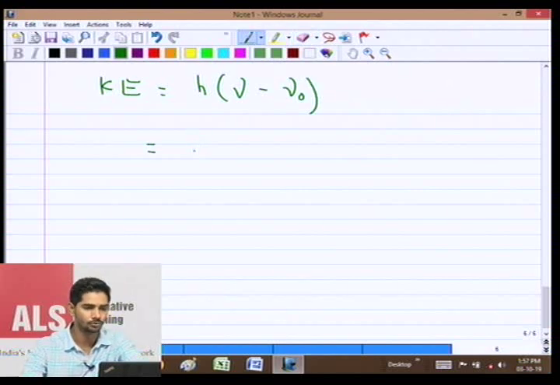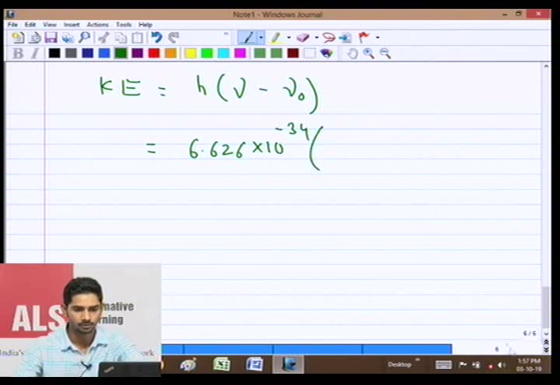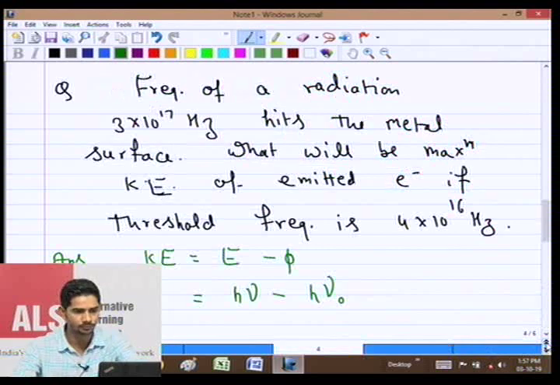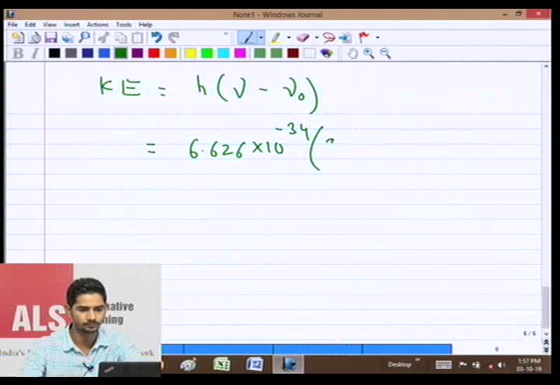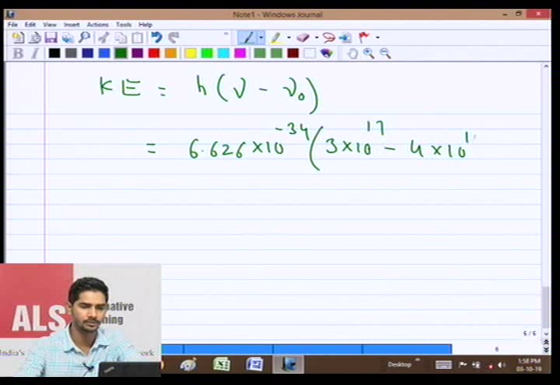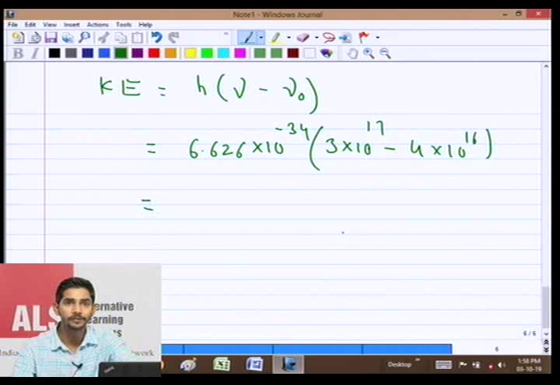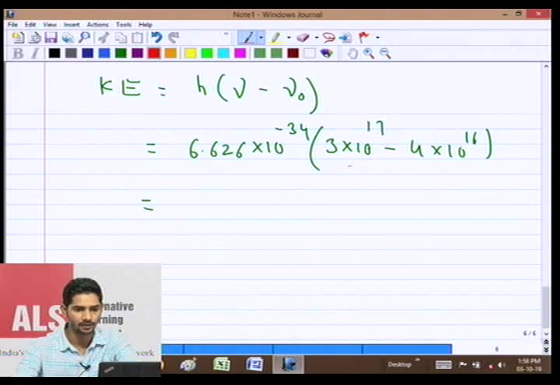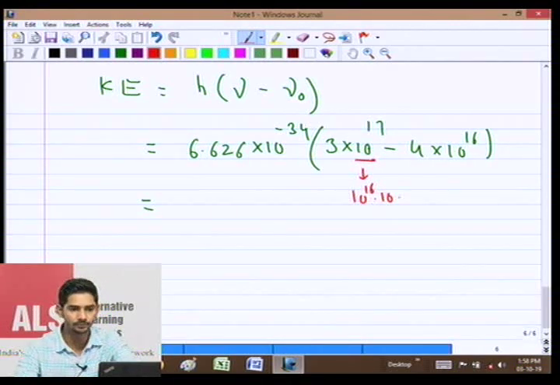Okay, so this is 6.626 into 10 to the power minus 34. The value of nu is 3 into 10 to the power 17 and minus 4 into 10 to the power 16. So guys, what can we do? First of all, we have to take the power which is common in both. See, I can write 10 to the power 17 as 10 to the power 16 into 10. Okay, so 10 to the power 16 will be common in both.